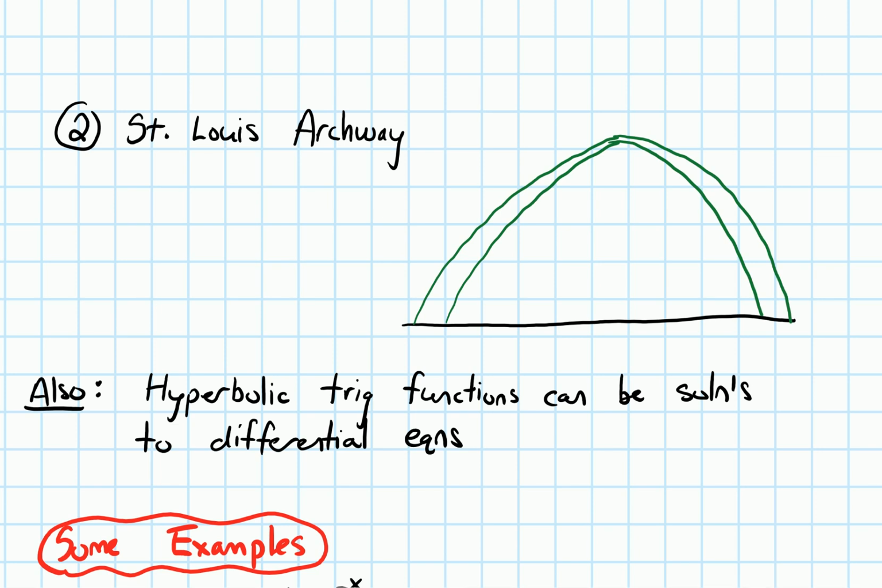So there's this connection between these structures that are able to support their weight. Although the St. Louis Archway does a little bit more than that. It's actually what's called a weighted catenary. But there's a connection between shapes like this and these hyperbolic cosine functions.